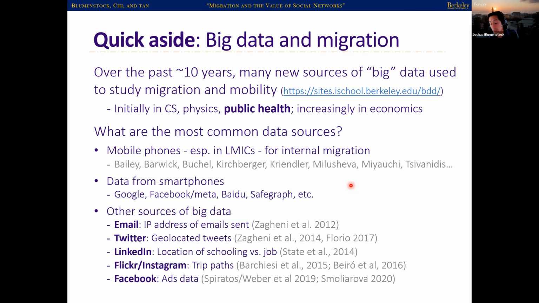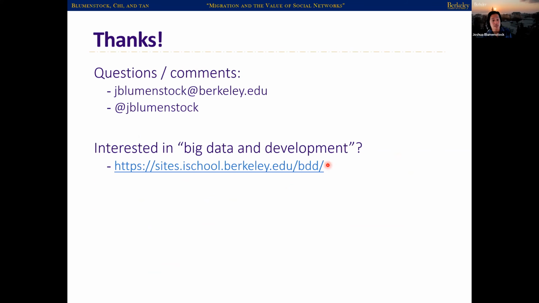Particularly when you look at public health and COVID response, these new data sets are being used all over the place to look at migration and mobility. But there's also an explosion in economics literature, particularly in looking at internal migration, and especially in developing countries where other sources of data are much less reliable. Okay, thanks. Let me stop sharing my screen and hand it back to you, Kaivan.